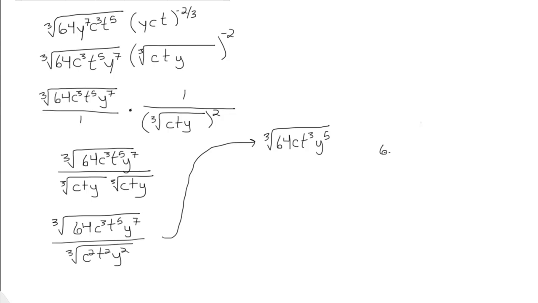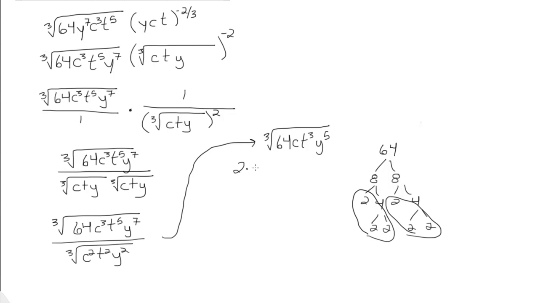factor tree. So let's start with the 64. Since I have a root of 3, I'm looking for triples instead of pairs. So we have 8 times 8. 8 breaks down into 2 and 4. 4 breaks down into 2 and 2. So I have a set of 3 2's. Same thing with this 8. We have 2 and 4. 4 breaks down into 2 and 2. Another set of 3. Okay, so those 2's go to the outside of the radical. So I have 2 times 2.